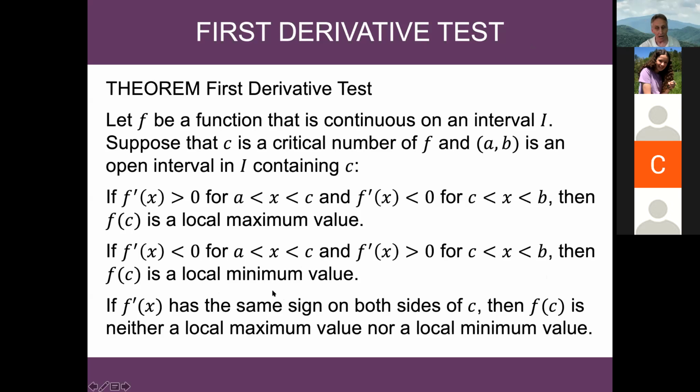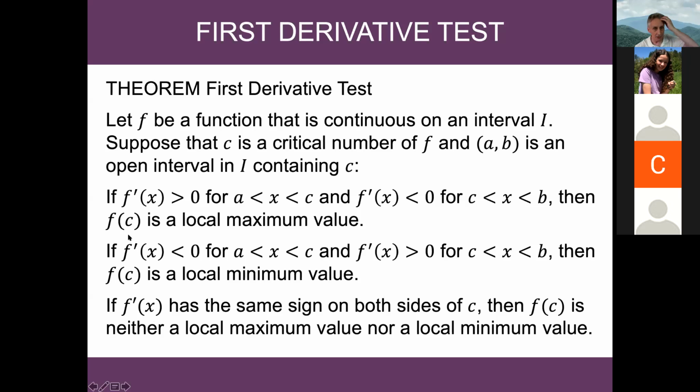And notice it says, if the derivative has the same sign on both sides, then it's neither a local max nor a local min. And that happens several different times, okay? So we'll show that also in just a minute. Questions on that at all? We're going to do a couple of examples right now.